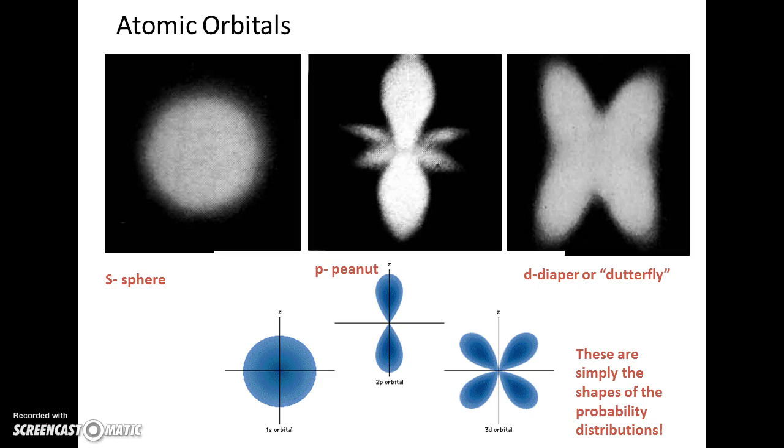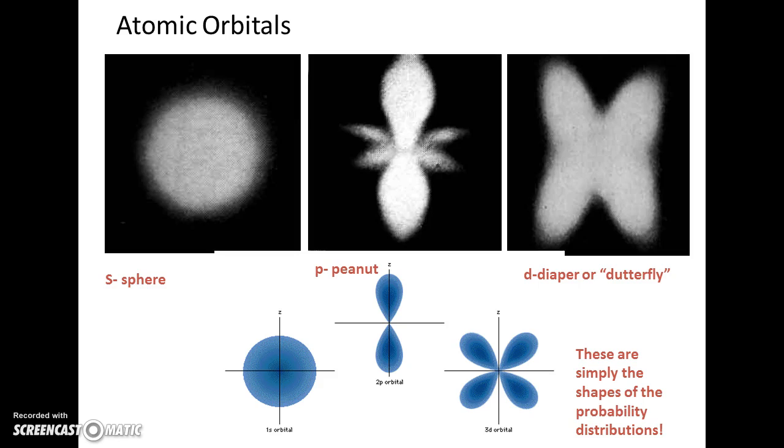Now, the s, p, and d orbitals are the only ones you really need to know. We do have f orbitals as well, but we're not going to worry about those when we do electron configurations. I think a good way to remember their shapes is that the s is a sphere. I think the p orbital is kind of shaped like a peanut. And there's 3 p orbitals on the x, y, and z axes. You can sort of see all 3 there.